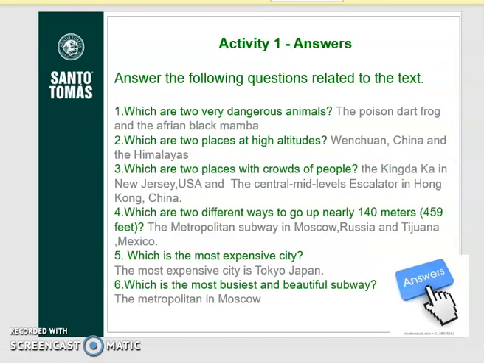Okay, let us check the answers. Number one, the poison dart frog and the African black mamba. Number two, Wenchuan, China and the Himalayas. Number three, the USA and the Central Mid-Level Escalator in Hong Kong, China. Number four, the Metropolitan Subway in Moscow, Russia, and Tijuana in Mexico. Number five, the most expensive city is Tokyo, Japan. And number six, the Metropolitan in Moscow.